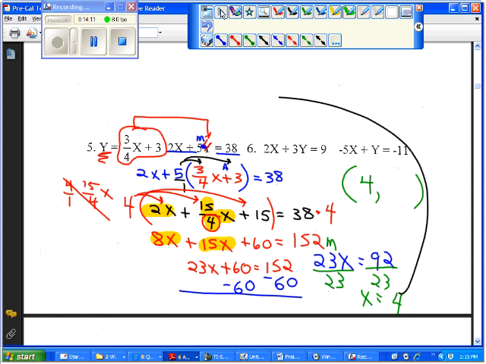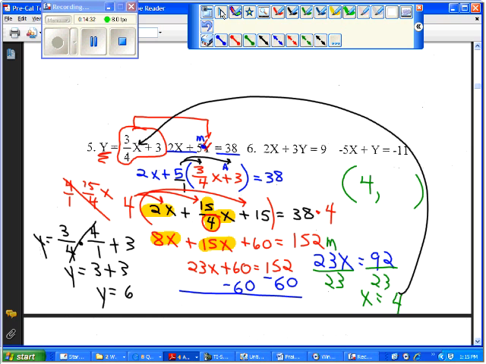We need the y, so we're going to come over here and plug it in right there. So we're going to have y equal 3/4 times my x of 4, plus 3. Everybody see that? The 4's cancel. y equals 3 plus 3. y equals 6. And so it's (4, 6).